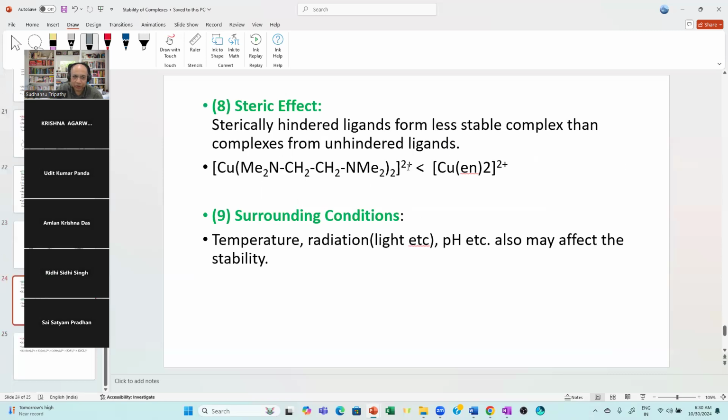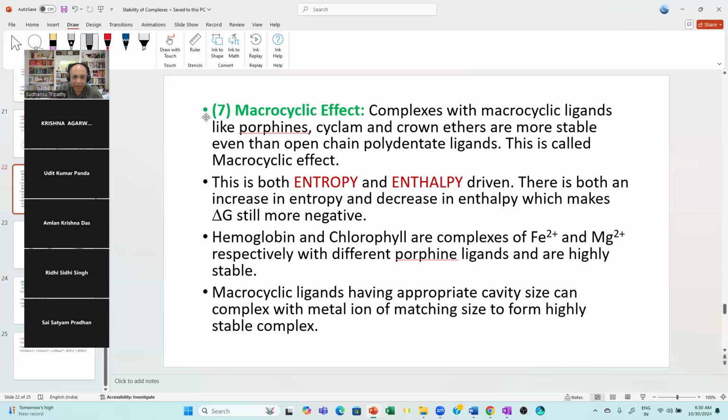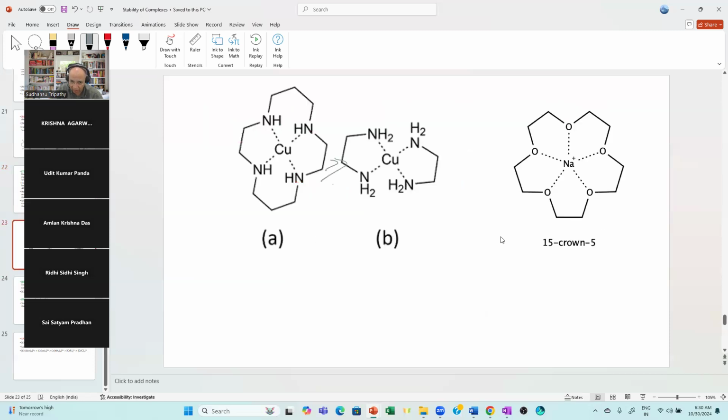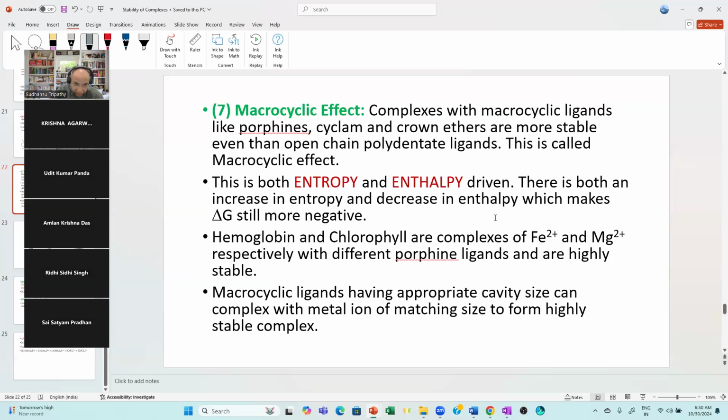Maybe like that. So I have explained that the macrocyclic effect is entropy and enthalpy driven, and some examples are chlorophyll, hemoglobin, and some of the other examples I have shown.